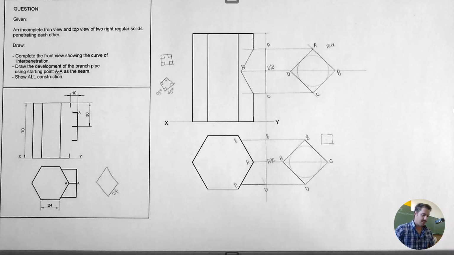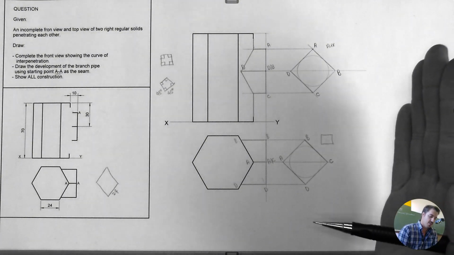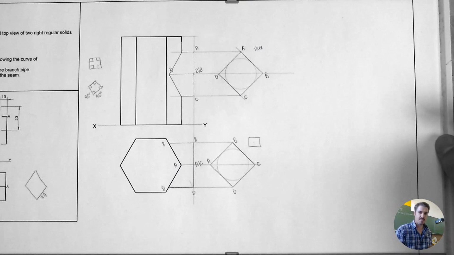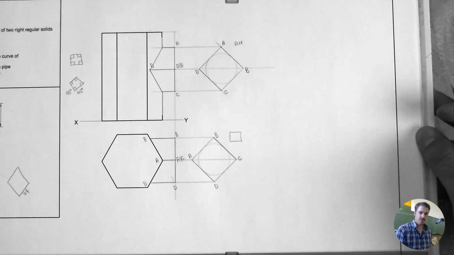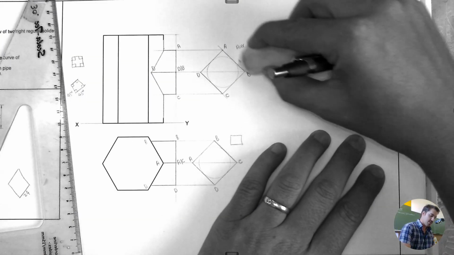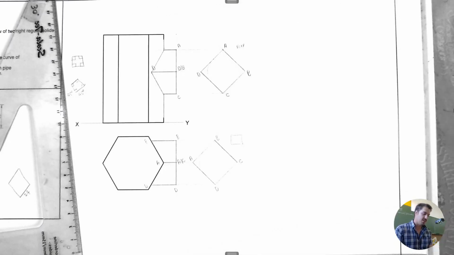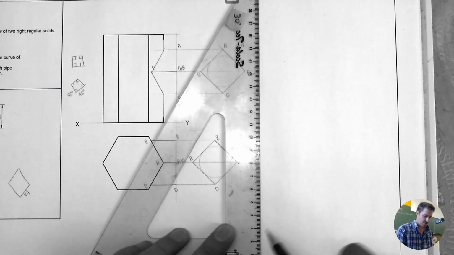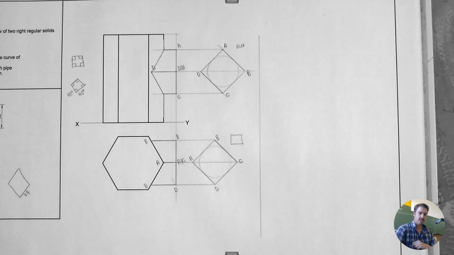Alright, now let's have a look at the development. The development can be done on the right hand side, at the bottom, or on the left. It doesn't matter where you do it on your page, as long as you have enough space. So I'm going to do it here on the right. I'm going to start my vertical line here. The instruction says we have to do the development of the branch pipe. So from here, we draw a construction line down, and with the image that I'm going to put on the board, you should be able to see exactly how the branch pipe is cut off.